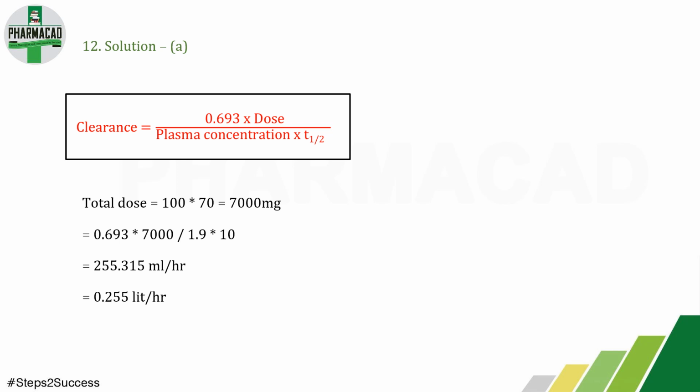So as you substitute the values for dose as 7000, plasma concentration as 1.9 milligram per ml into the T half, that is 10 hours. If you calculate, the value turns out to be 255 milliliters per hour, and that turns out to be 0.255 liters per hour. Hence, the correct option here is option number A.